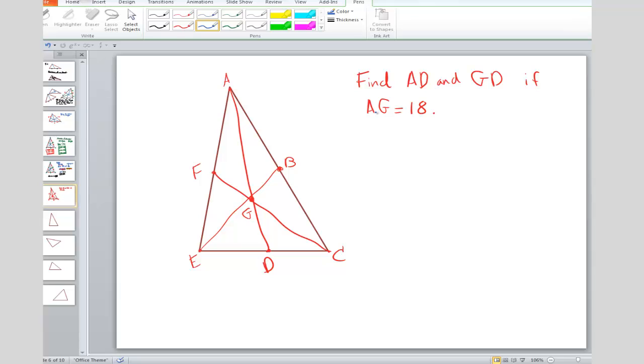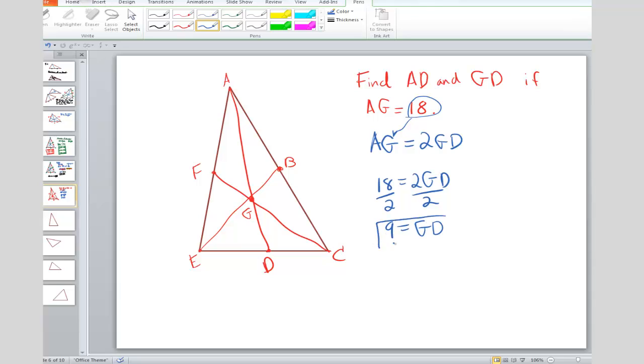Hello, welcome back. Here is the answer. First, let's find GD first. We know that AG equals 2 of the GDs. Okay, that was just the last slide. So let's go ahead and plug this value in, substitute 18 into AG. So we get 18 equals 2GD, divide by 2, and we end up getting 9 equals GD.